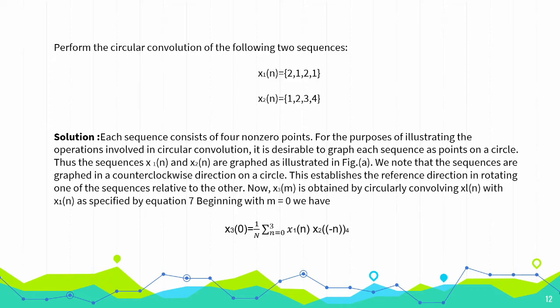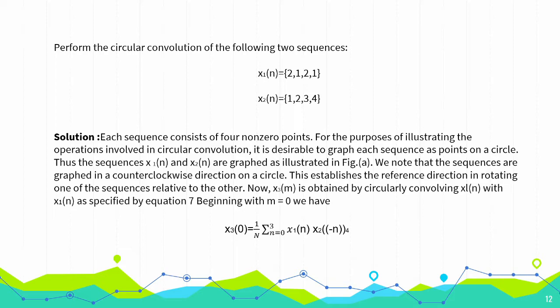We have two sequences, x1 of n equal to 2, 1, 2, 1 and x2 of n equal to 1, 2, 3, 4. Each sequence consists of 4 non-zero points. For the purposes of illustrating the operations involved in circular convolution, it is desirable to graph each sequence as points on a circle. Thus, the sequences x1 of n and x2 of n are graphed as illustrated in figure A. We note that the sequences are graphed in a counterclockwise direction on a circle. This establishes the reference direction in rotating one of the sequences relative to the other.